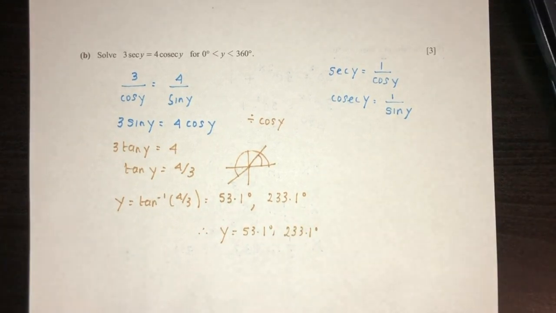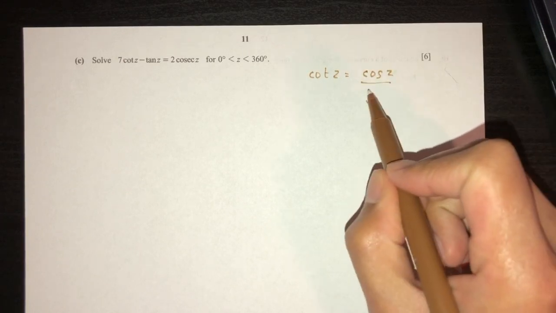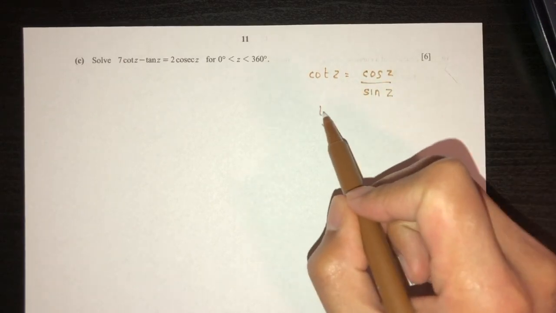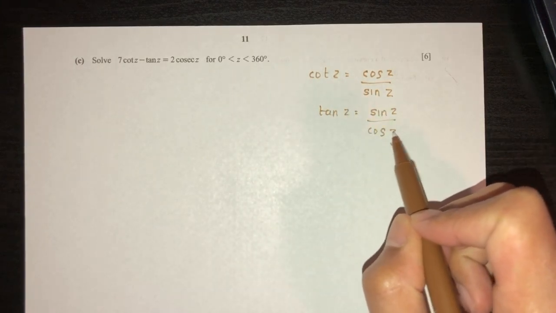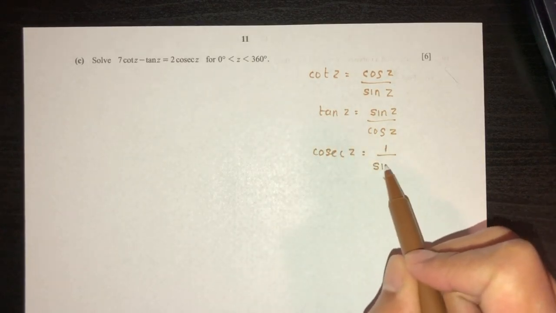That is part B. Now let's move on to part C of the question. So how can we solve this one? Here we have 7 cot z minus tan z equal to 2 cosec z. So the first reflex is to simplify everything. Right, let's try to see what we can do. So cot z, as you know, must be cos z over sin z. Now tan z must be sin z over cos z. Now cosec z is 1 over sin z.